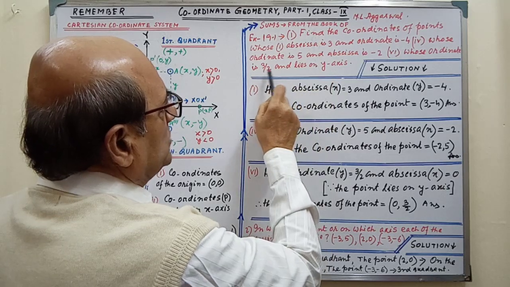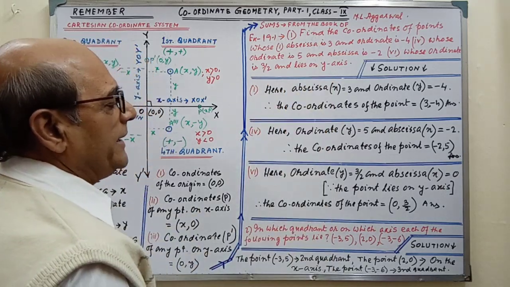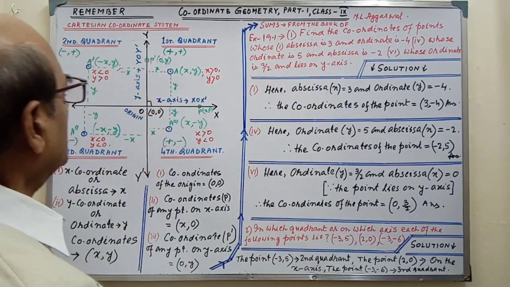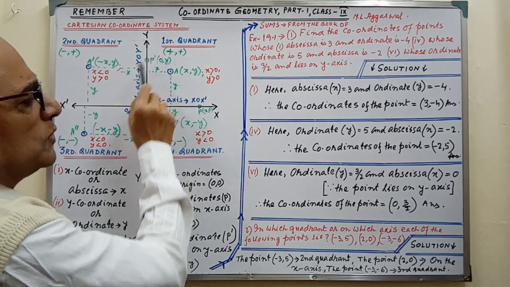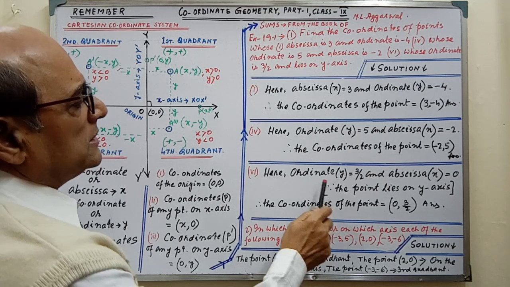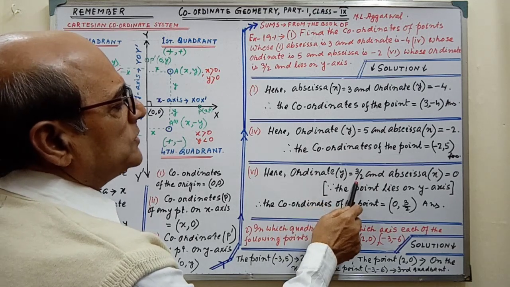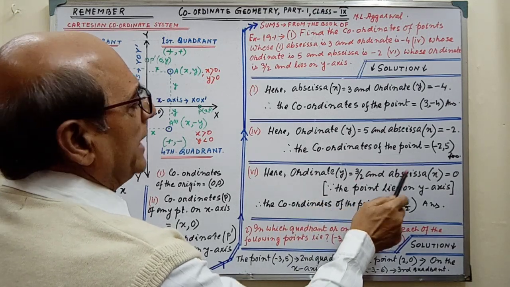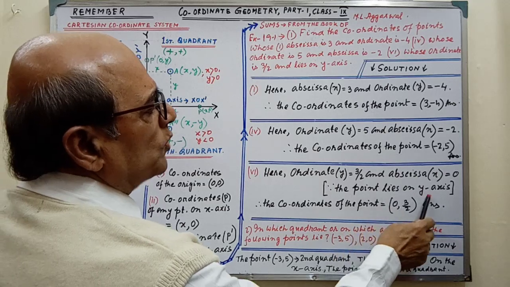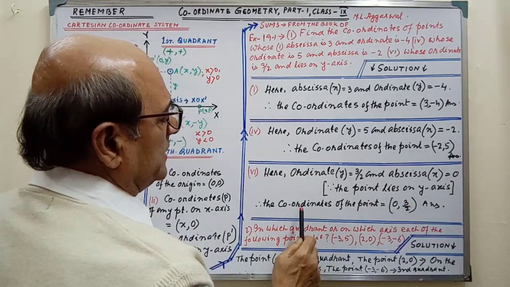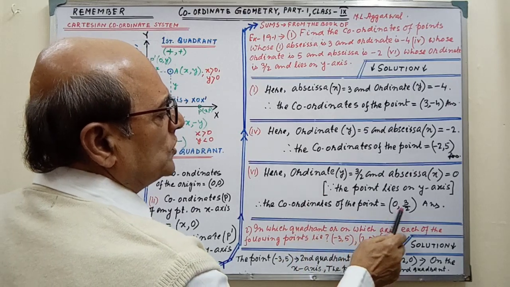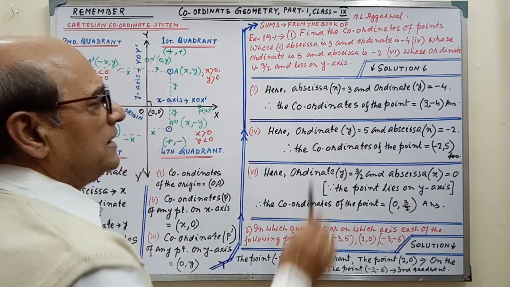Next, the third part: whose ordinate is 3/2 and lies on the y axis. If a point lies on the y axis, that means x coordinate will be 0. Here ordinate is given as 3/2. Since the point lies on the y axis, abscissa x is equal to 0. Therefore, coordinates of the point are 0, 3/2. The sums are completed.